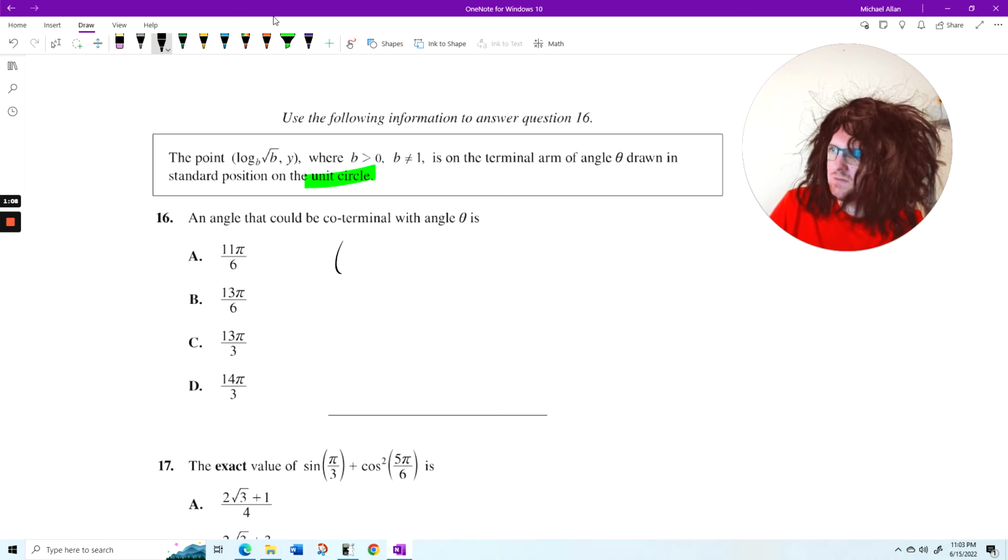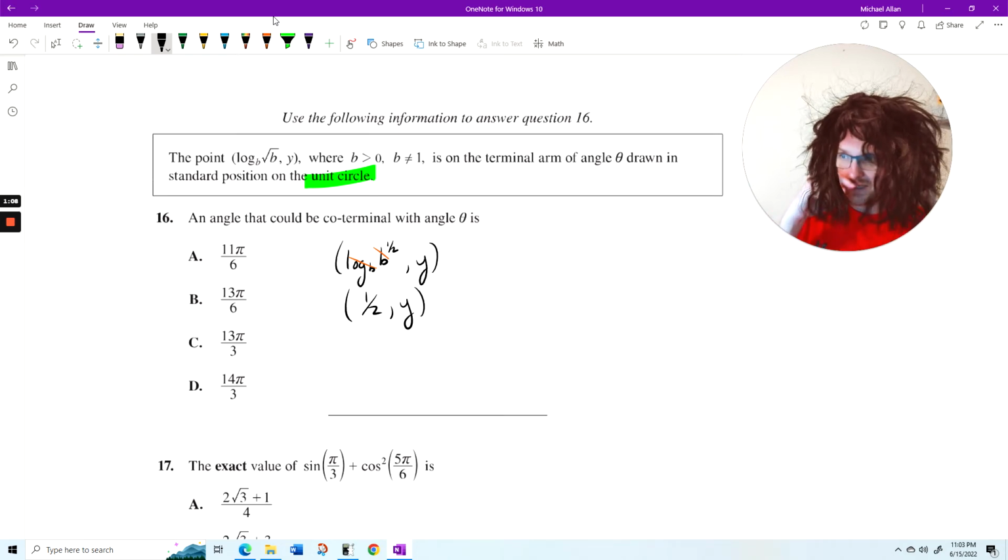So they're trying to use some logs here. Now, I don't like radicals in my log, so I'm going to change that to a half instead. That's what a square root is. Then I noticed that this can just cross off. So this is just saying a half y. So if I use my unit circle knowledge, my x is a half, then my y would be root 3 over 2.